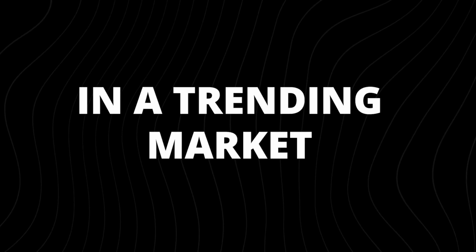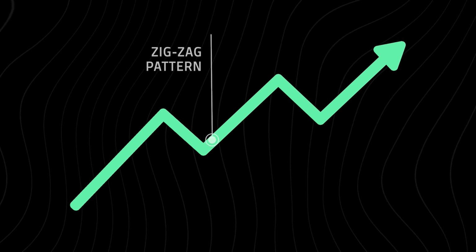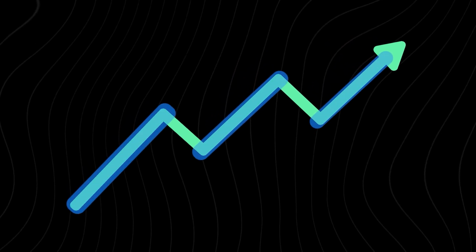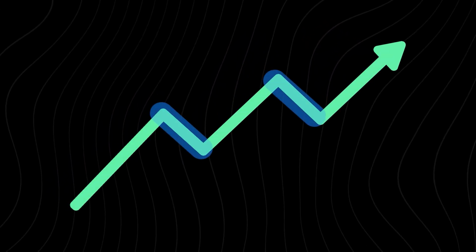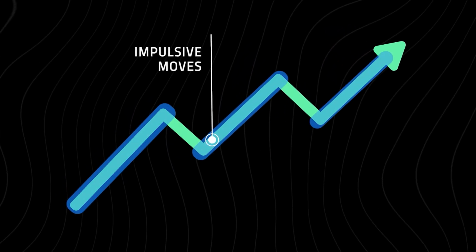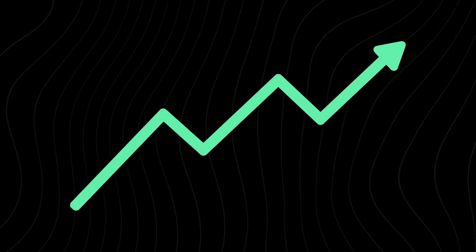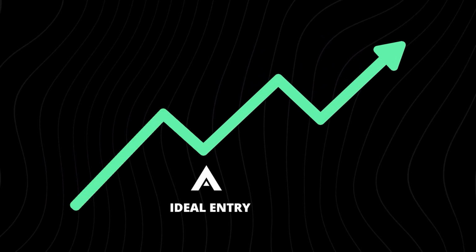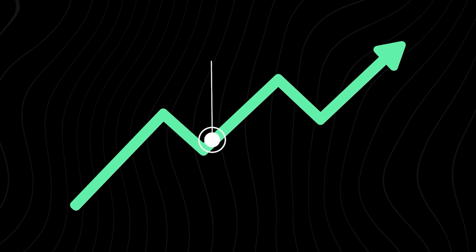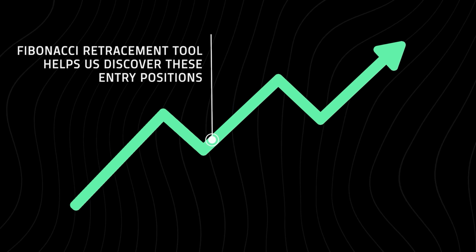In a trending market, prices usually move in a zigzag pattern. This pattern is made up of strong movements in the direction of the trend, followed by pullbacks. Impulsive moves are big moves in the direction of a trend that occur quickly. An ideal entry moment occurs at the end of a retreat and the start of a new explosive move. The Fibonacci retracement tool helps us discover these entry positions.